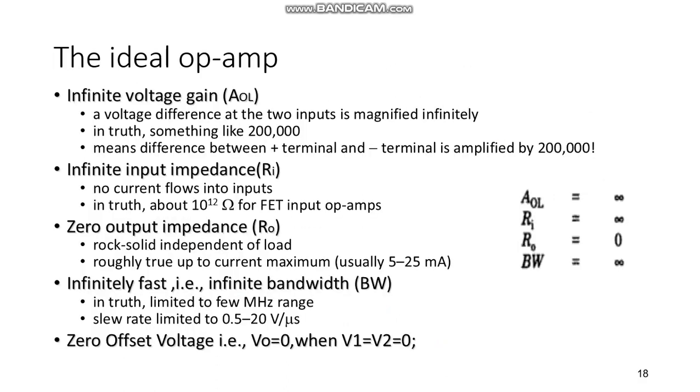Next, these are the characteristics of an ideal op-amp. Open loop gain is infinity.